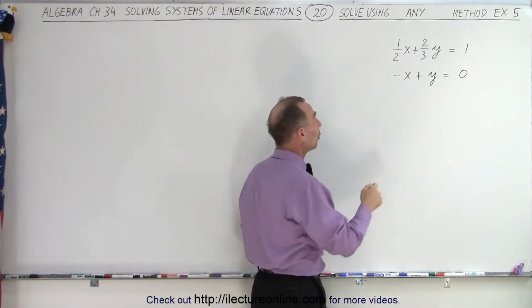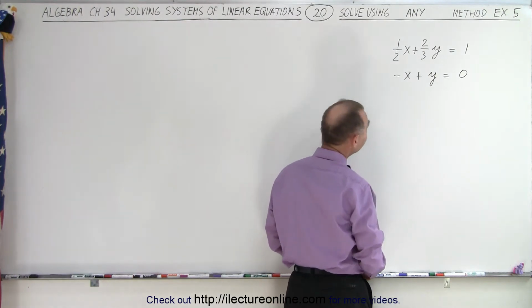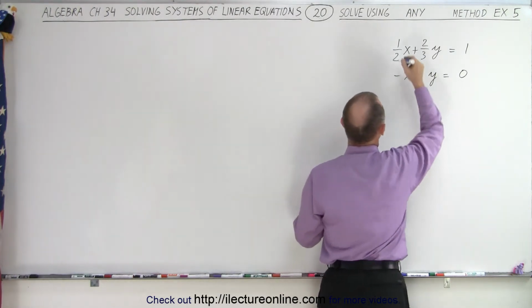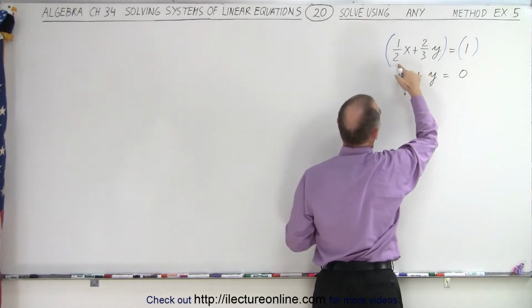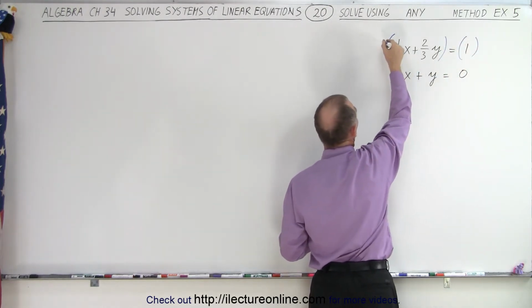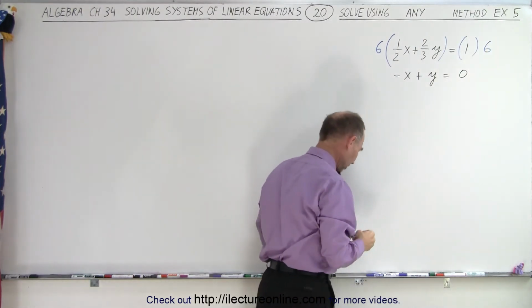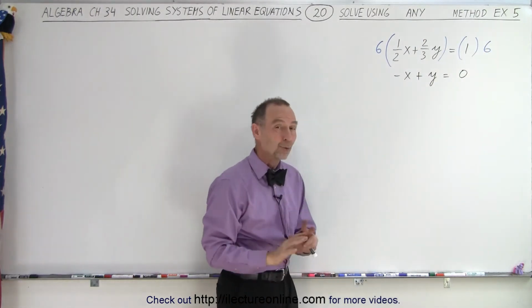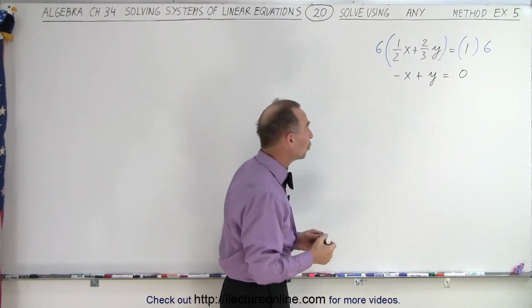So to do that, we need to multiply both sides of the equation by the lowest common denominator. So in this case, we're going to multiply the left and the right side by the number 6. 2 times 3 is 6. So the lowest common denominator on the left side is 6. We'll multiply both sides of the equation by 6 to get rid of those fractions. And then we'll see what method we may want to use.